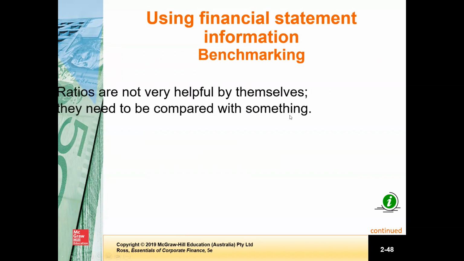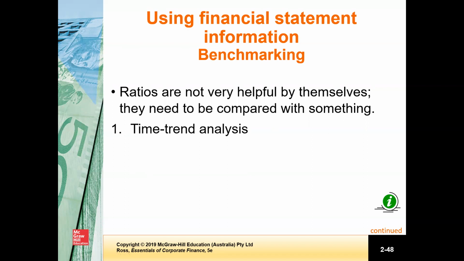First of all is time trend analysis. One standard we could use is history, right? Suppose we found that the current ratio of a particular firm is 2.4 based on the most recent financial statement information. Looking back over the past 10 years, we might find that this ratio has declined fairly steadily over that period.